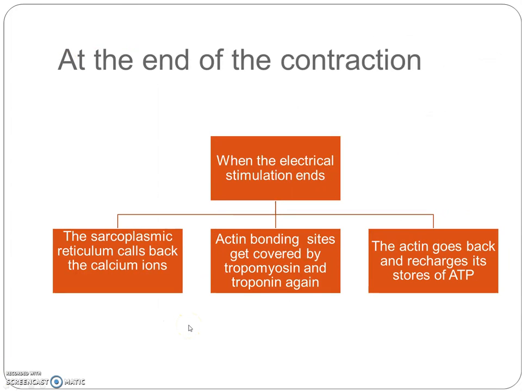Now at the end of the contraction, the sarcoplasmic reticulum calls back the calcium ions when the electrical stimulation ends. Now the calcium ions are no longer present, the troponin and tropomyosin once again cover the actin bonding sites, preventing there from being a crossbridge between the myosin arms and the actin binding sites. The myosin goes back in order to recharge its stores of ATP so that it is energized and ready for its next movement. And that is the end of the sliding filament theory.